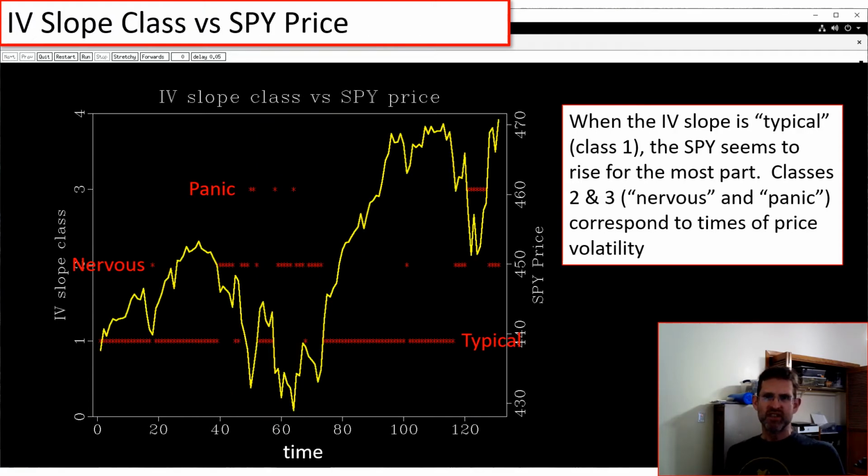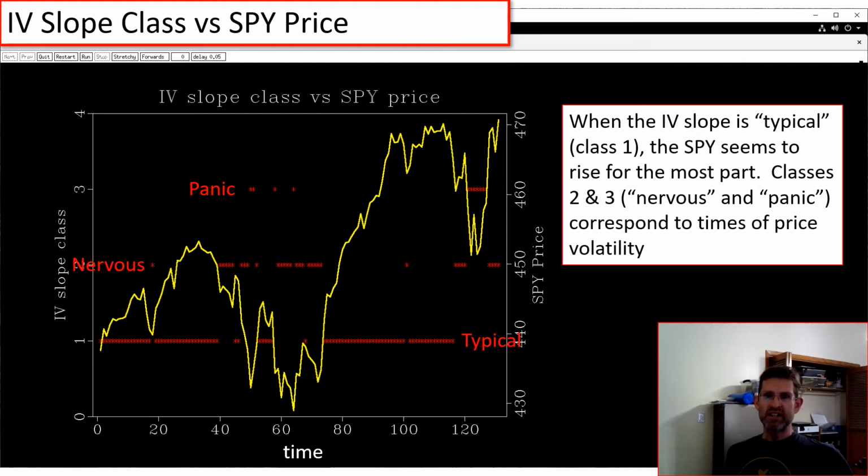The red dots on this plot represent which IV slope class we are in on a given date. So you can see that on most days, the IV slope is in the typical class, and it stays there for long periods of time. So before it switches to panic class, the IV slope is typically already in the nervous class. So you have some warning before the IV flips from typical to panic, which is good.